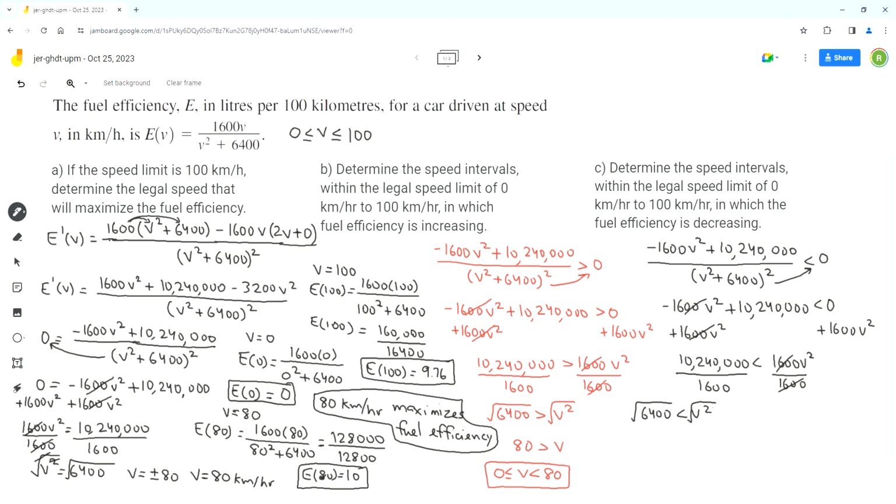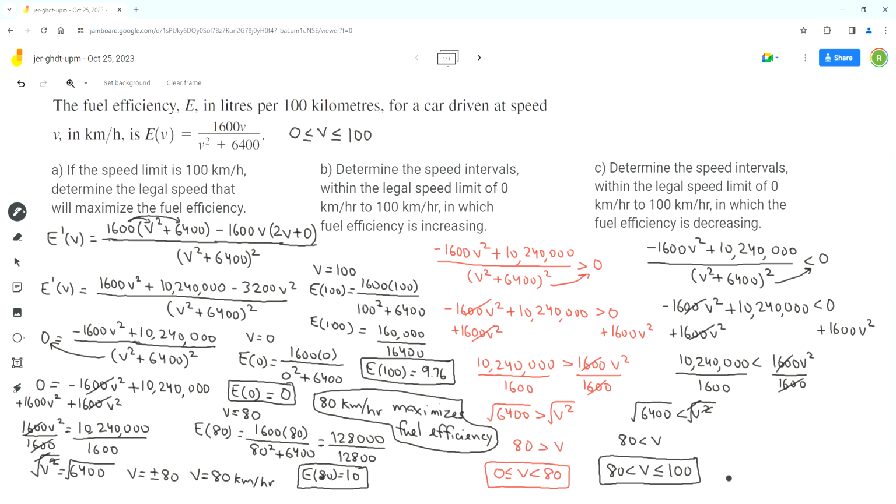So on the right side, the square and the square root will cancel each other out. Now again, we'll get the plus and the minus case, but since the interval for V is greater than 0, we can ignore the negative case. So that means V is greater than 80. Now, since there is an upper limit for V, that means the speed interval in which the fuel efficiency is decreasing is V greater than 80 but less than or equal to 100 kilometers per hour. So this should be the final answer for the speed interval in which the fuel efficiency is decreasing.